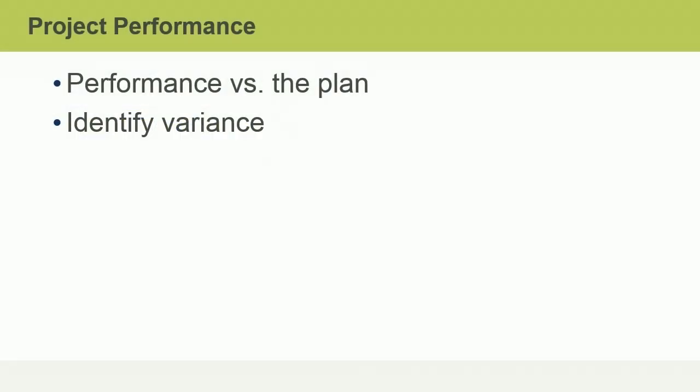As a project moves from planning into execution, production of the project deliverables begins for the first time. This creates an opportunity for the project team to determine if what worked on paper is working in real life. In other words, how does the project performance compare to the plan? Is there variance? And if so, why?